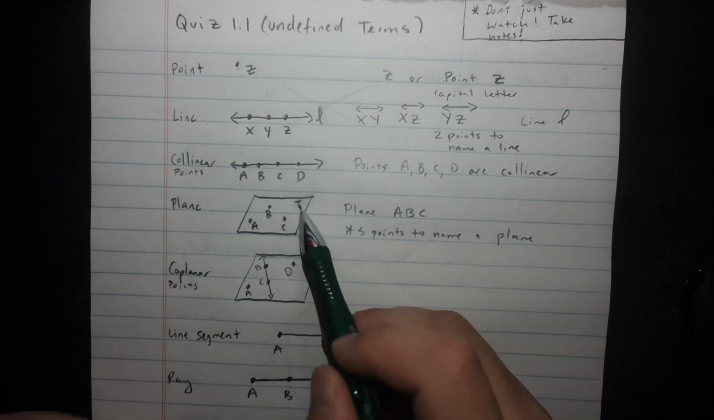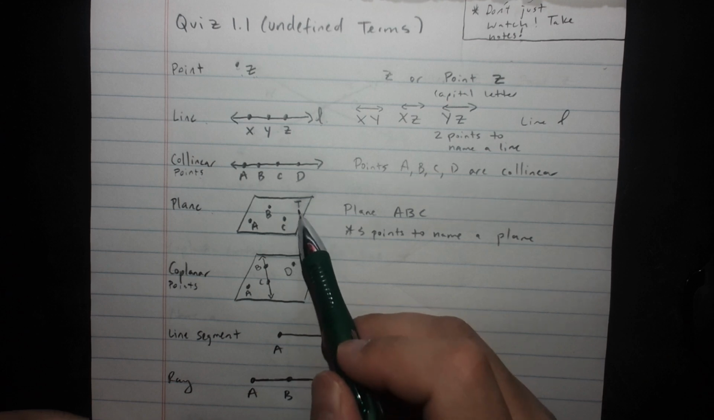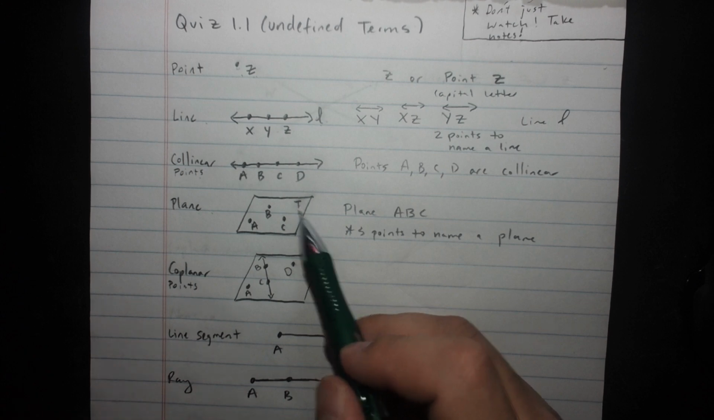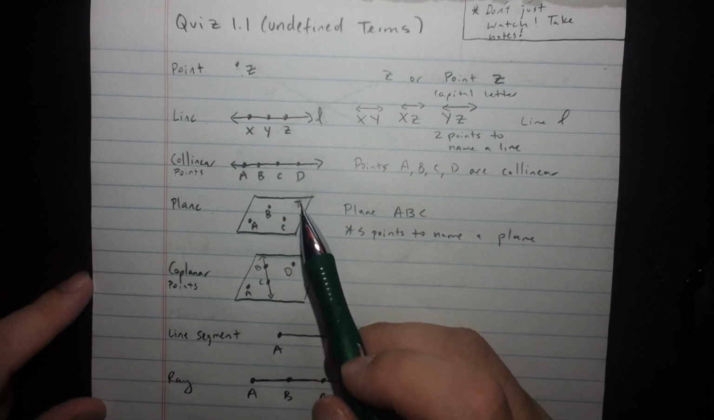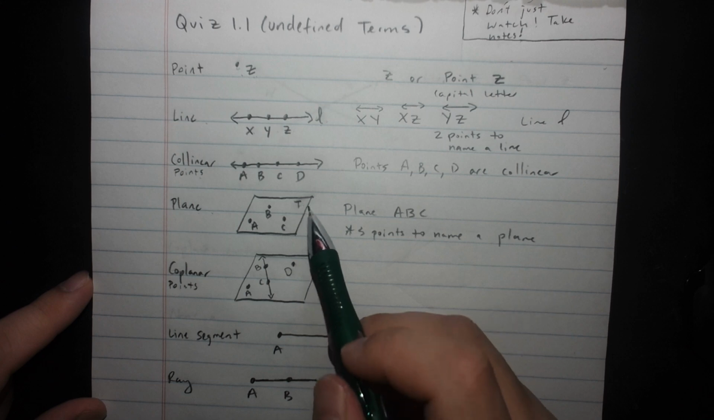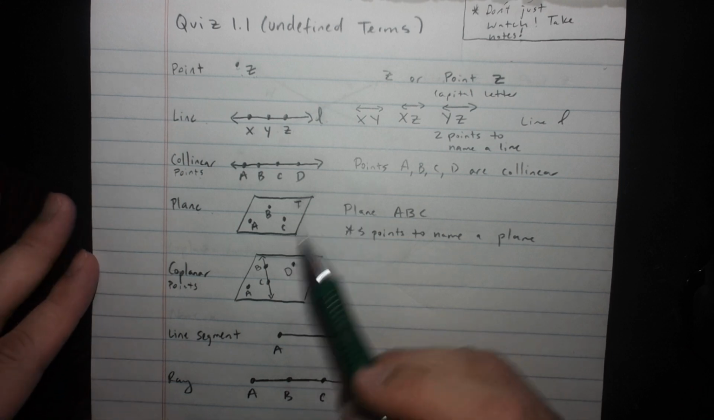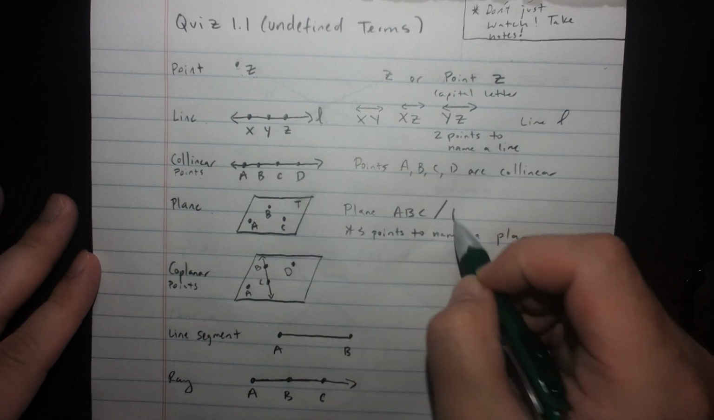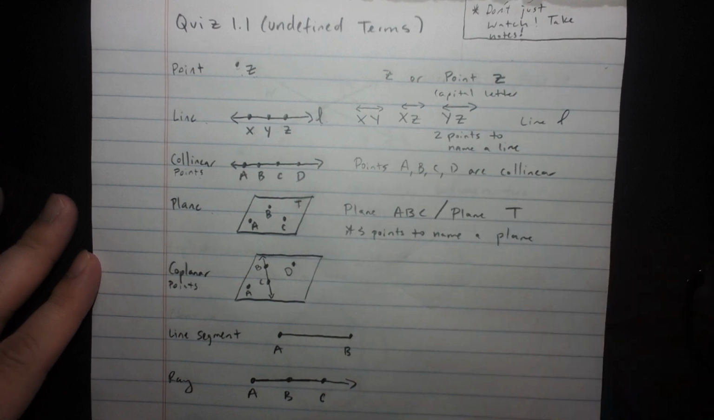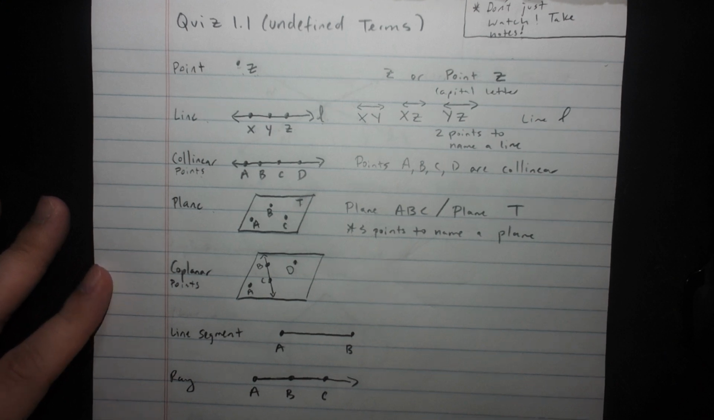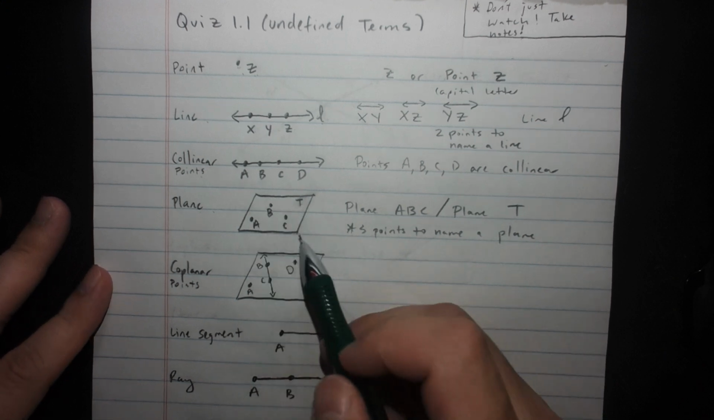What about this? Is this a point here? It doesn't have a point right next to it. So if you see a capital letter on the plane itself with no point, then that's the name. That's another way to name this plane. You can call this plane T. So we have plane ABC, or you can call this plane T.